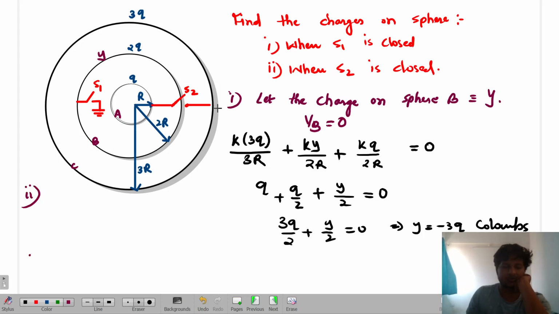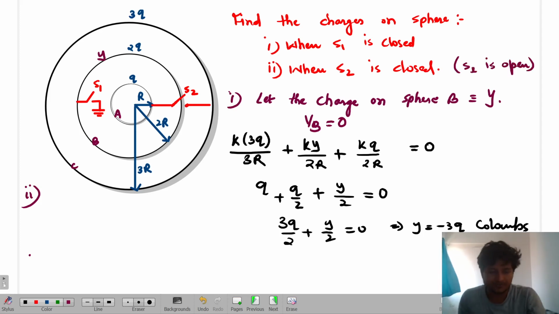Second question. Now, for the second question, see here there is no ground. When I am considering S2 to be closed, S1 is open at that time. So there is no ground, isn't it? So first I need to do the induction process or not.